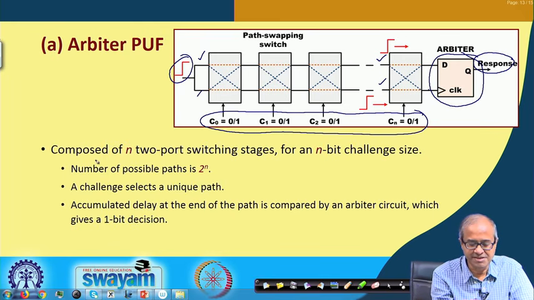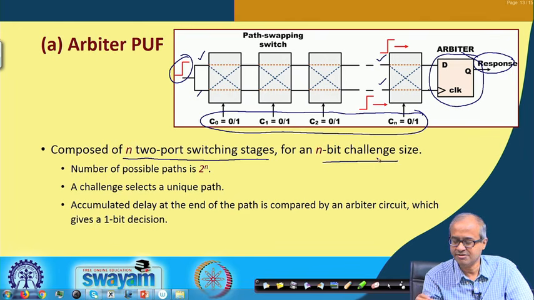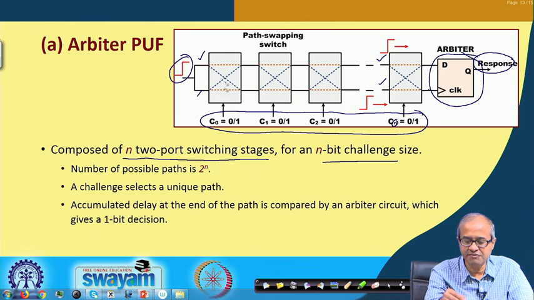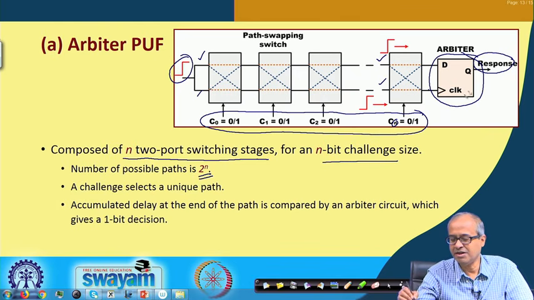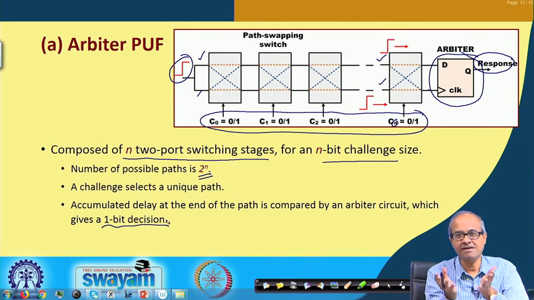So, the same thing is mentioned here, there are n 2-port switching stages for an n bit challenge size. So, this will actually be n minus 1 not n, C0 to Cn minus 1. So, the number of possible paths, for each of them there will be 2 possible paths, 2 into 2 into 2 into 2, it will be 2 to the power n. A particular challenge that you are feeding will select a unique path, and the accumulated delay, as I had said, is compared with a D flip flop, which is the arbiter circuit, which gives a 1 bit decision, 0 or 1. If there are multiple such arbiter circuits, it can give a k bit decision, k bit response.